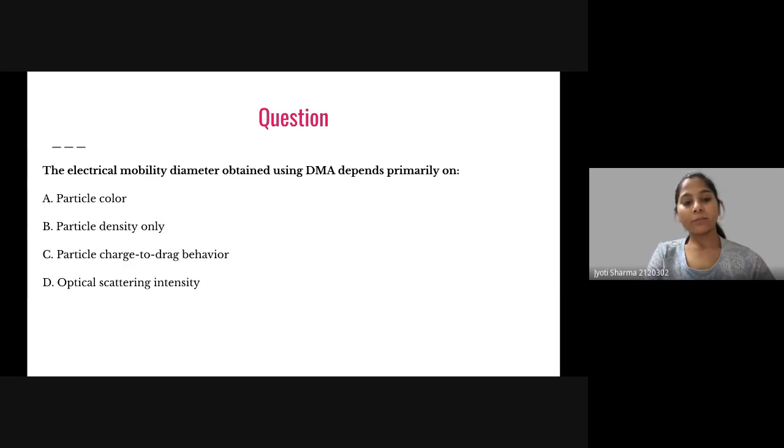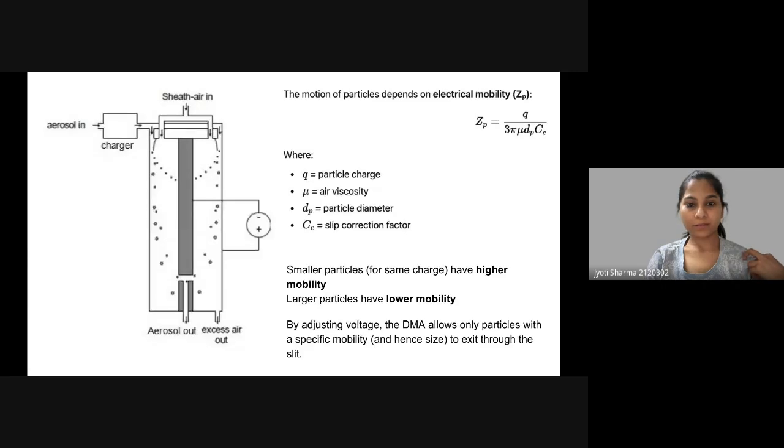The electrical mobility diameter obtained using DMA depends primarily on. Yeah, I think we already have discussed this question.